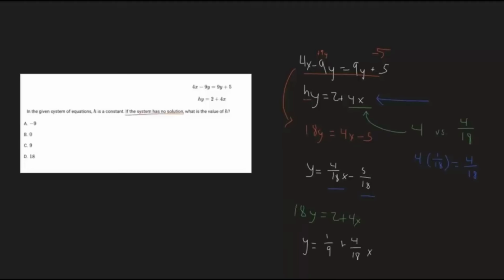And so now we have our two equations, right? We have this equation and this equation. We can clearly see that they have the same slope of 4 over 18, right? But they have different y-intercepts as we wanted before. So this one has a y-intercept of negative 5 over 18. This one has a positive y-intercept of 1/9. This is messy. But because of that, we know the constant h is going to be the letter D, 18.